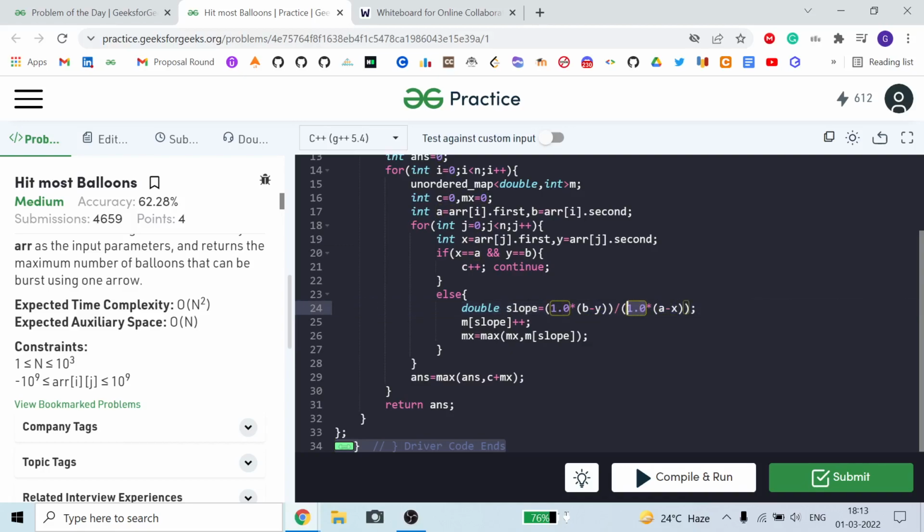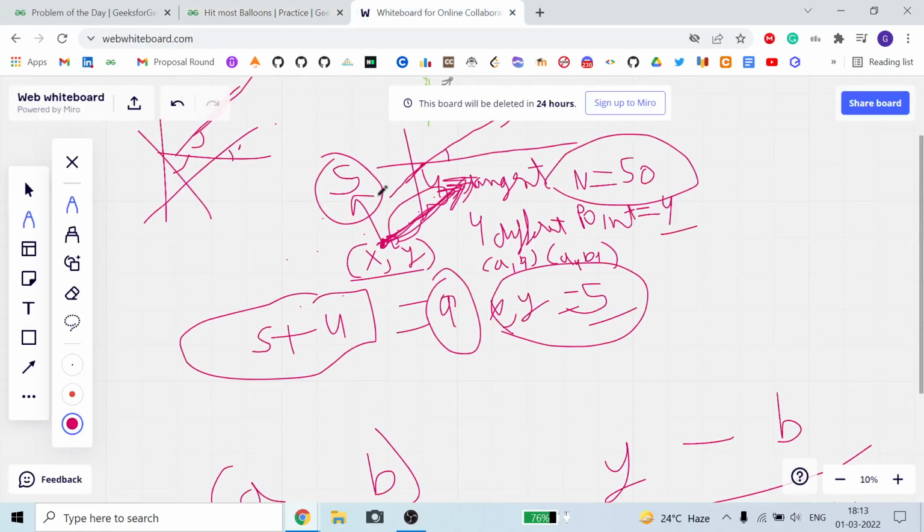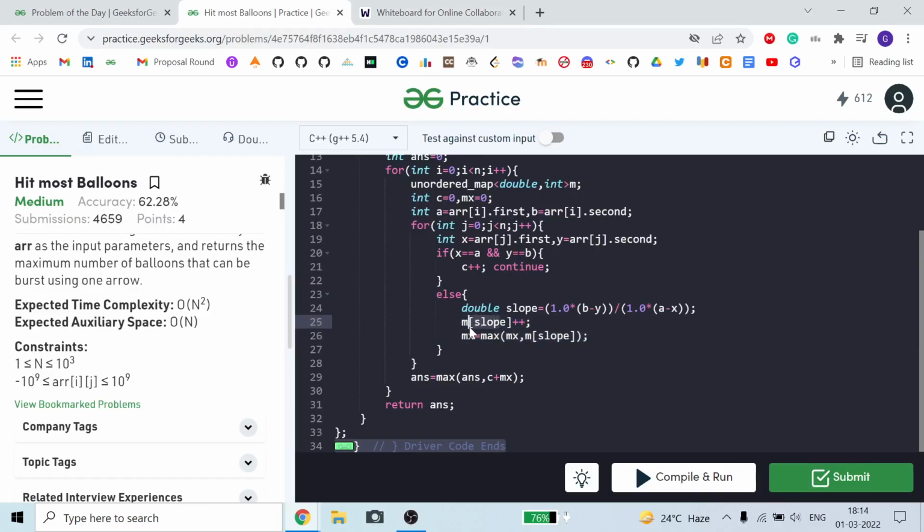Now we multiply it by 1.0 to convert it to double, or you can use a float cast. Then we increment the value for that slope and calculate the maximum. mx will store the maximum number of points of a particular slope. Like from here, there are many directions from this point. Suppose one direction here, one direction here, and we will calculate in each direction. If we throw our arrow, how many points can we fire out in this particular direction? We will calculate it by slope. So the map for a slope will store the number of balloons that we can fire out if we throw our arrow in the direction with the given slope.